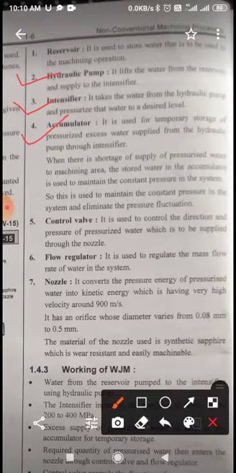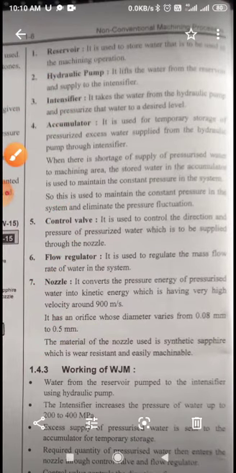Control valve: it is used to control the direction and pressure of pressurized water, which is supplied through the nozzle. Flow regulator: it is used to regulate the mass flow rate of water in the system. Nozzle: it converts the pressure energy of pressurized water into kinetic energy, having a very high velocity of around 900 meters per second. It has an orifice whose diameter is 0.08 millimeter to 0.5 millimeter. The nozzle material is synthetic sapphire, which is wear resistant and easily machinable. These are the different components of the water jet machining process.